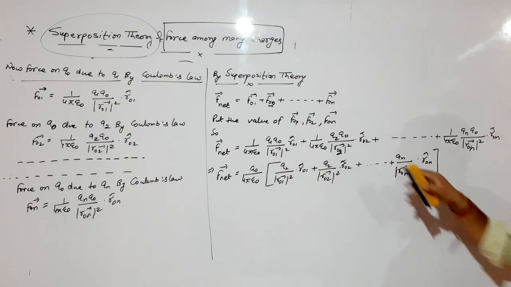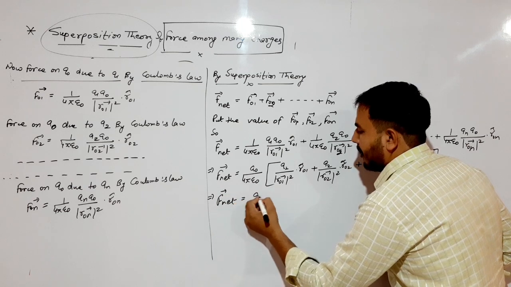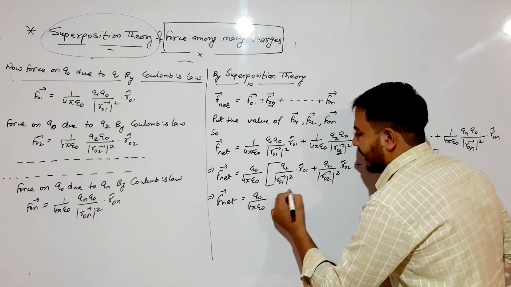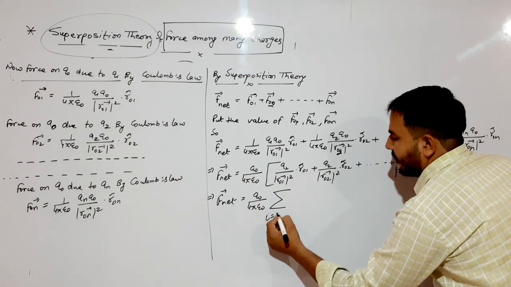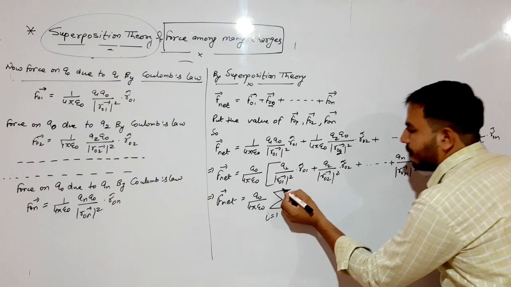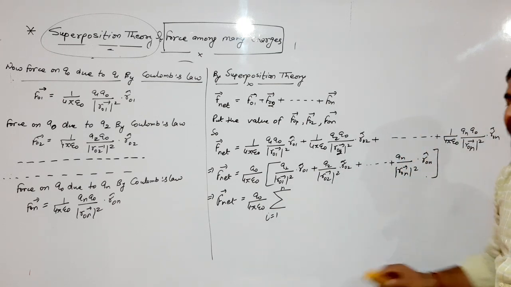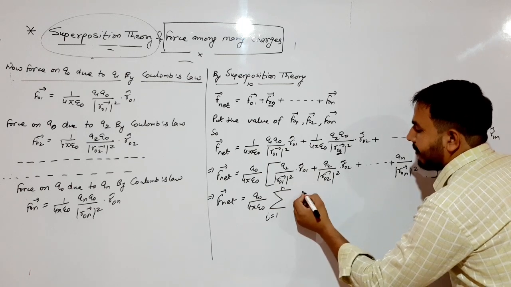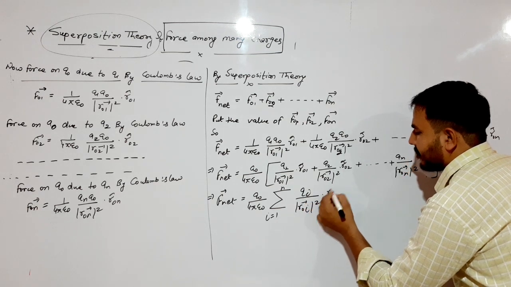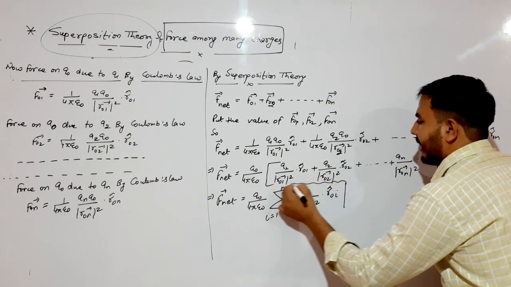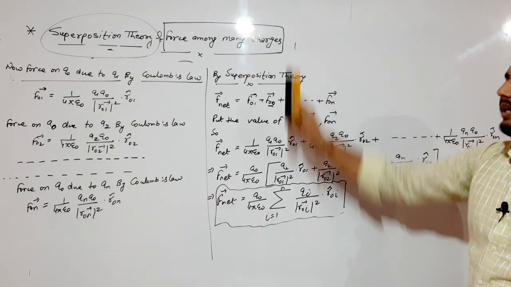Here from 1 to n, we can use the summation. Q naught upon 4 pi epsilon naught summation. In the summation we use i equal to 1 to small n. You use small n here, not capital N. Clear? Then Qi upon r0i vector square, times r0i cap. This is the force among many charges.